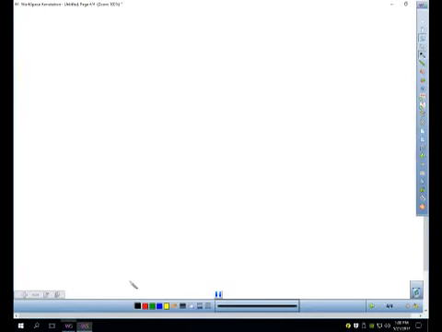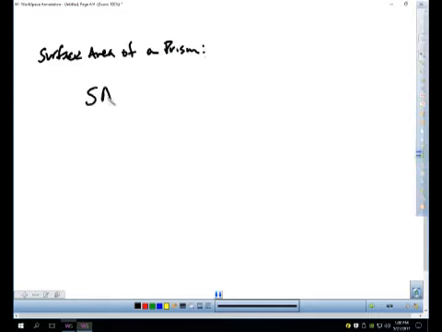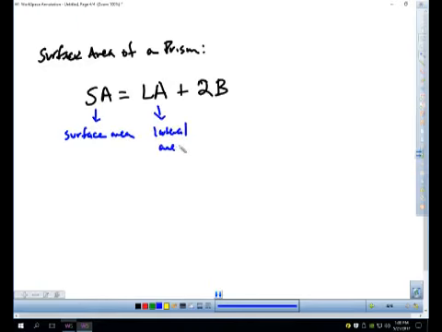So let's get to the real important stuff here, and that is, how do you find the surface area of prisms and cylinders? Your formula for the surface area of a prism: surface area equals lateral area plus 2 times the area of a base. Now the base can be anything. The base can be a triangle, a square, an octagon, a trapezoid. So I can't give you any more specifics about that. It's going to be whatever the area formula is for that particular object.